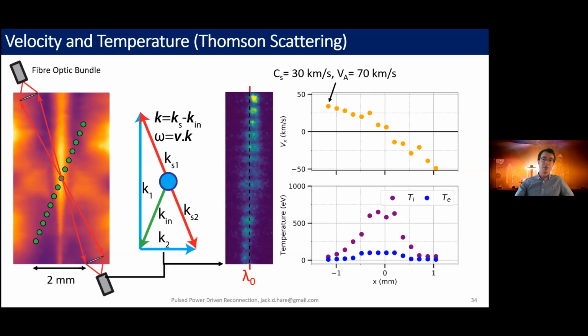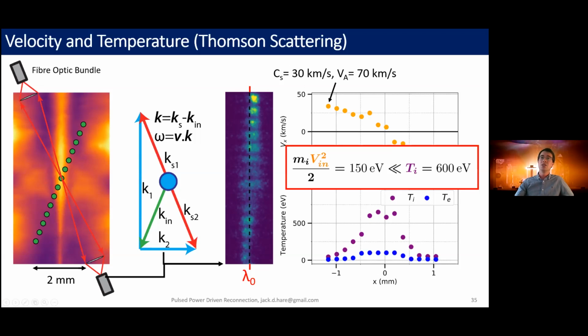And straight away from this Thomson scattering data, we can show that this dramatic ion heating is not due to the inflow kinetic energy. The inflow kinetic energy per ion is only 150 eV. So even if that was fully thermalized, we still wouldn't be able to get up to these very high ion temperatures of 600 eV. So there has to be some other source of energy.